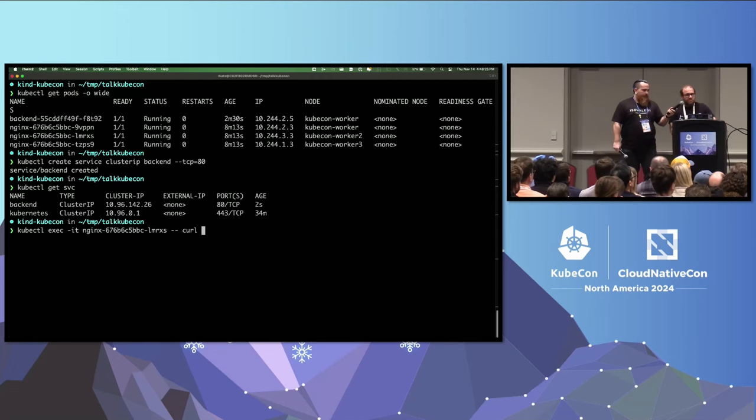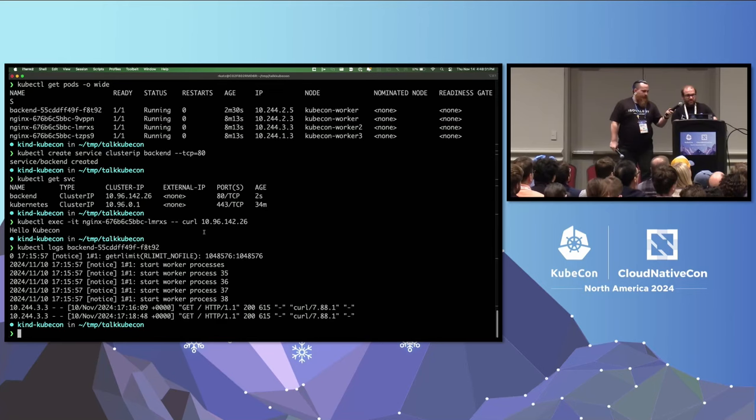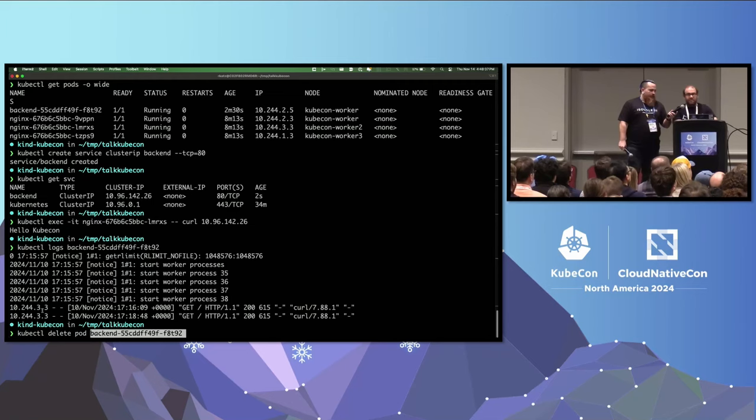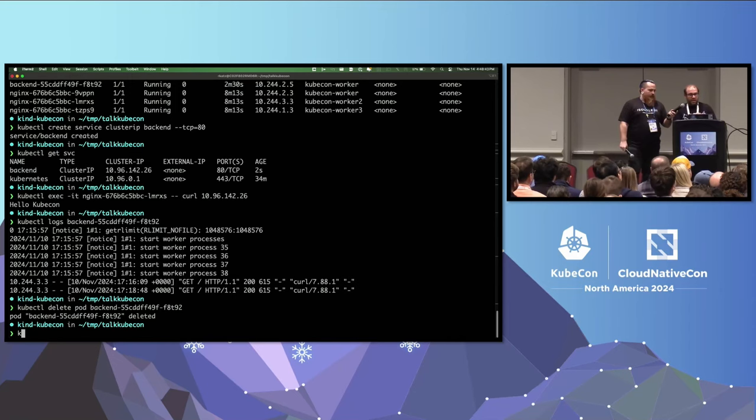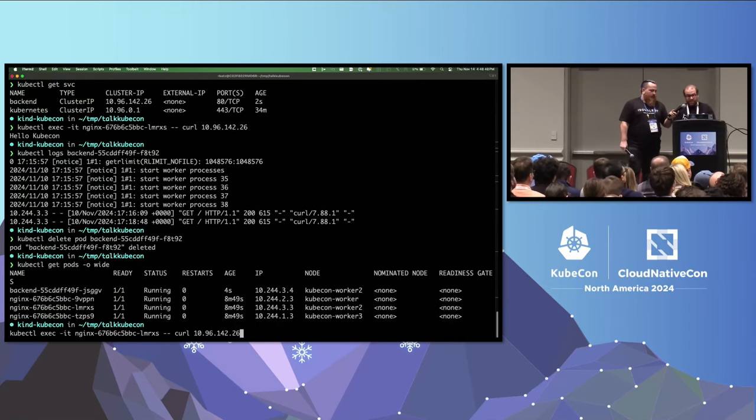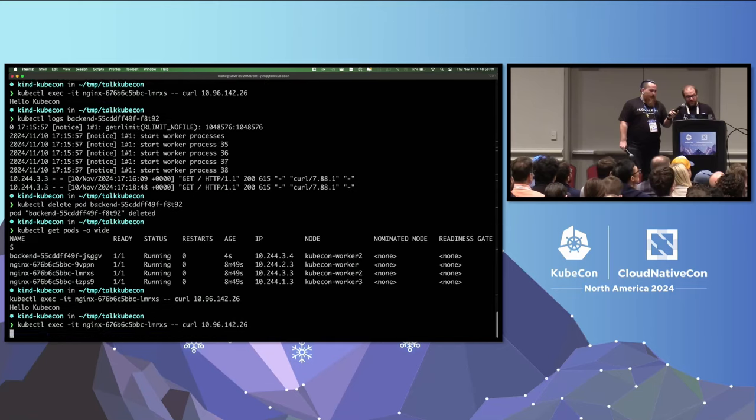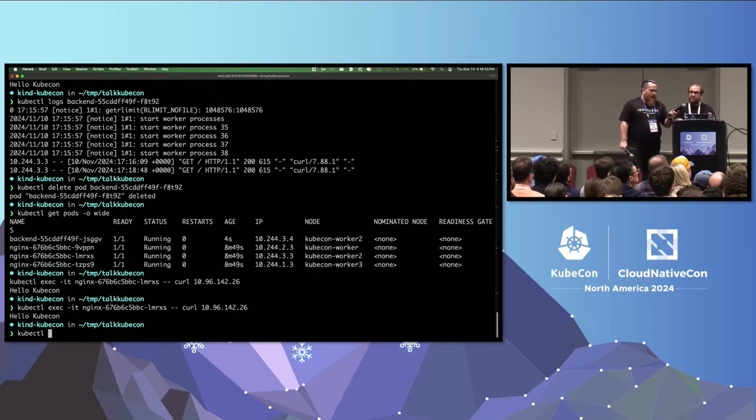So now, if I go again to my container, to my other pod, and do a curl, I'm going to see that I can call it from the service IP, right, and not from the pod IP anymore. But still, the IP that I'm getting here, because the traffic is internal to the cluster, is the original pod IP, right? And I deleted my backend pod again. The pod IP changed, and it changed the node again. And if I did a curl to my service, it's still working, right?